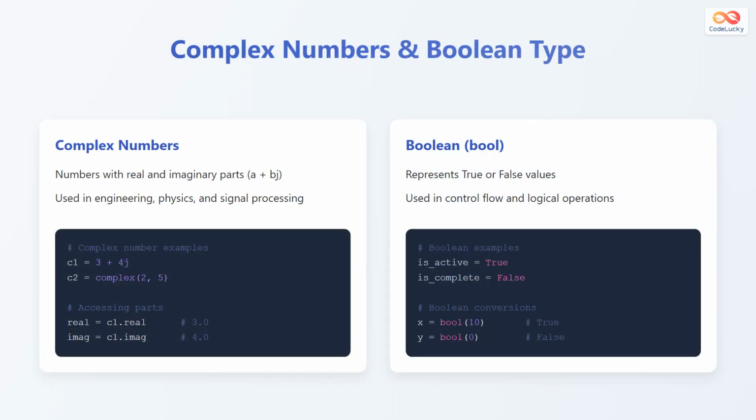Now let's explore complex numbers and the Boolean type. Complex numbers are numbers with real and imaginary parts, written in the form a plus bj, where j is the imaginary unit. These are commonly used in engineering, physics, and signal processing. The Boolean type, often shortened to bool, represents true or false values. Booleans are fundamental in control flow and logical operations.